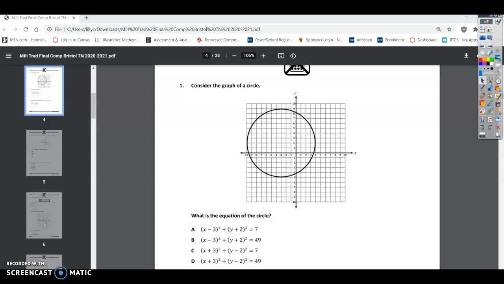All right, this is your Math 3 final benchmark. Question number 1. Consider the graph of a circle. What is the equation of the circle?